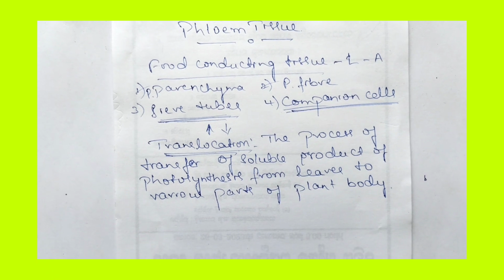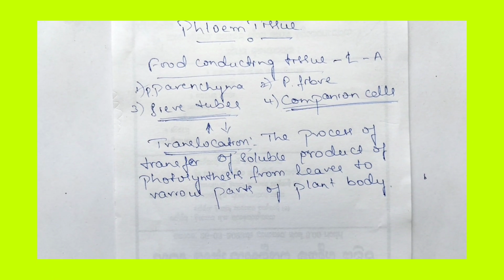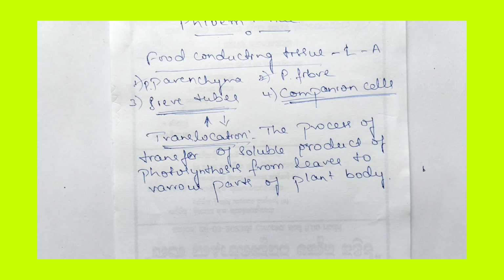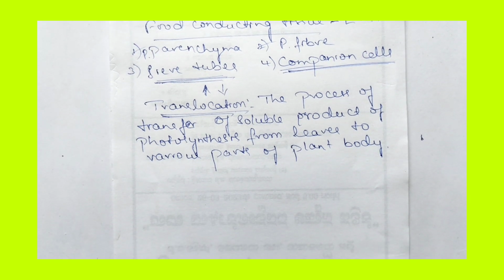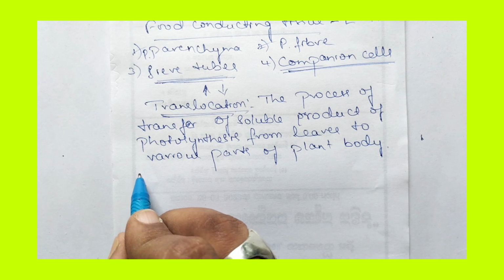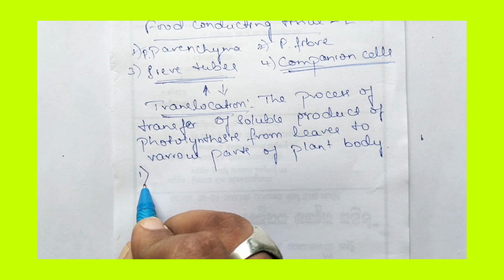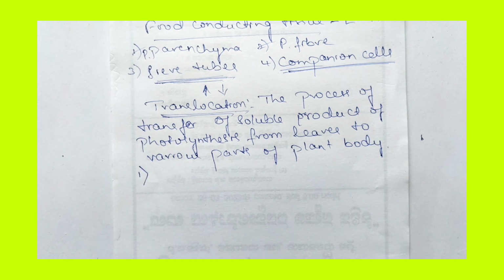What is translocation? The process of transfer of soluble product of photosynthesis from leaves to various parts of the plant body is called translocation. So like this, the food prepared in the leaves will be transferred from leaves to different parts of the plant body.